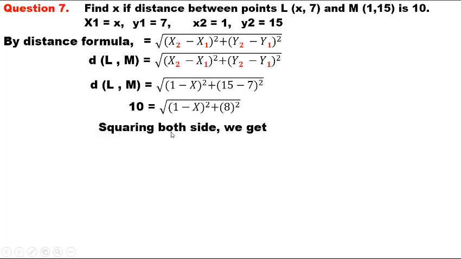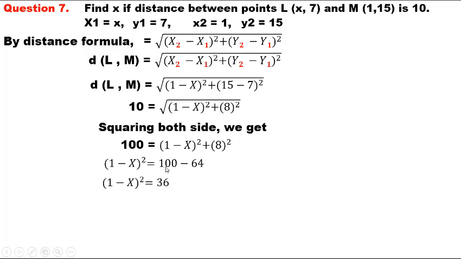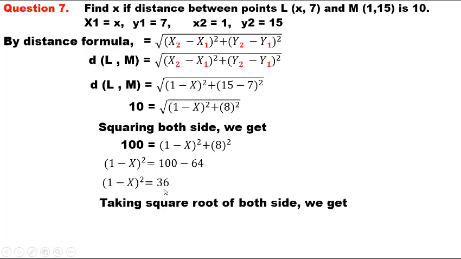Squaring both sides, we get 100 is equal to (1 minus x) square plus 8 square. Therefore, (1 minus x) square is equal to 100 minus 64. (1 minus x) square is equal to 36.